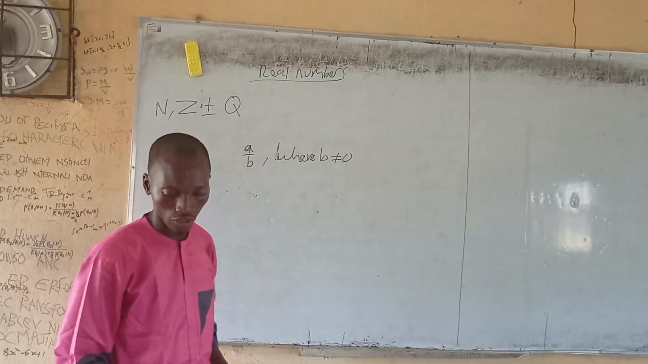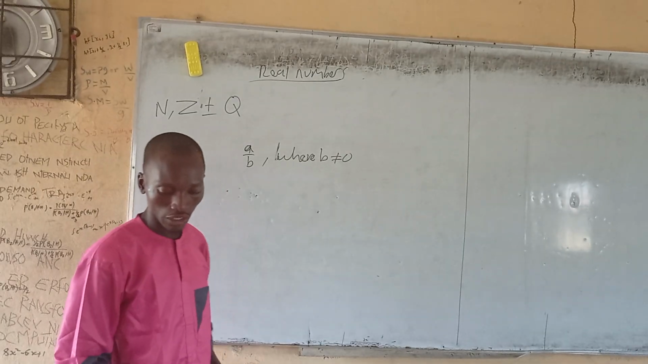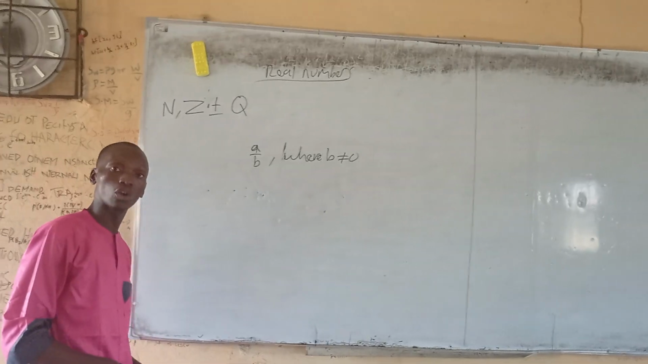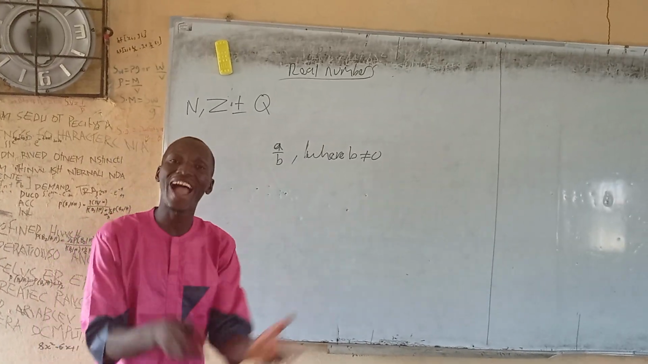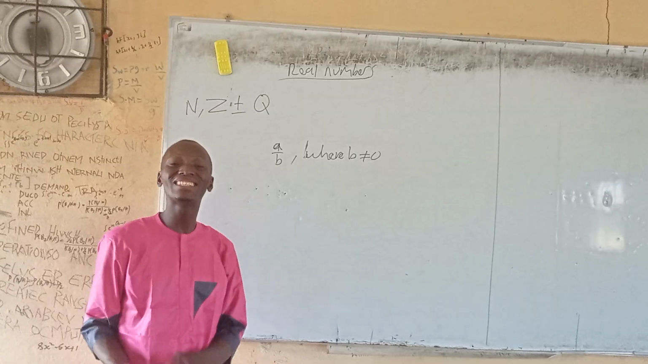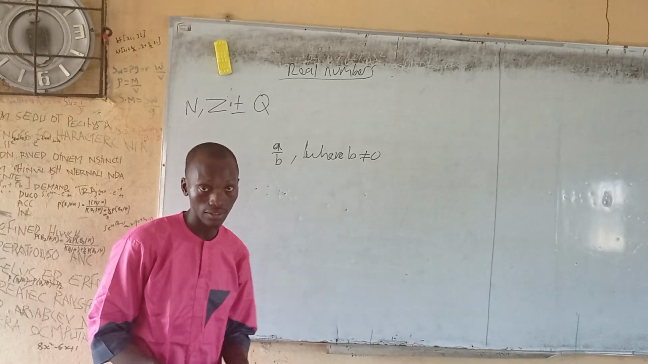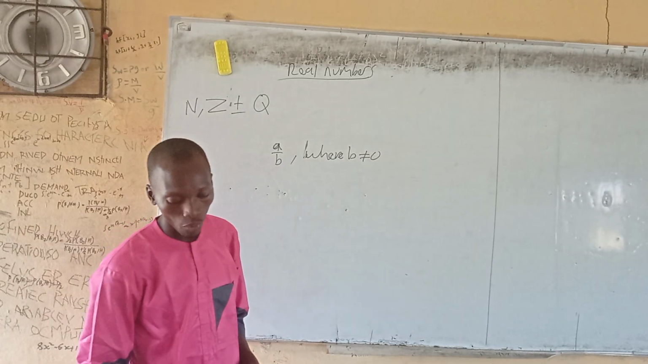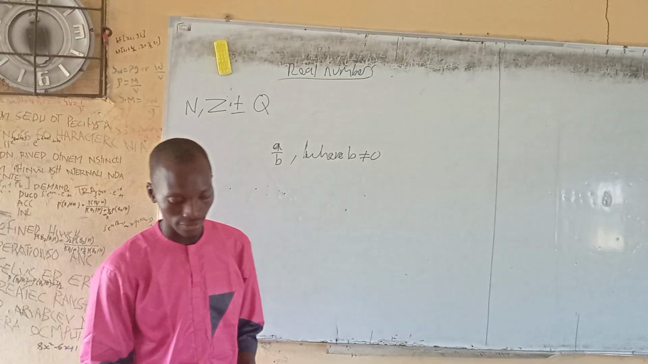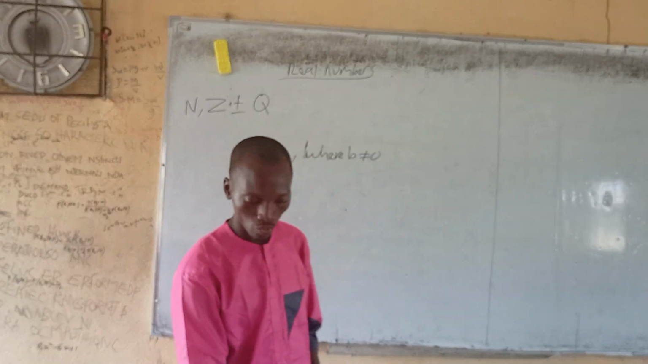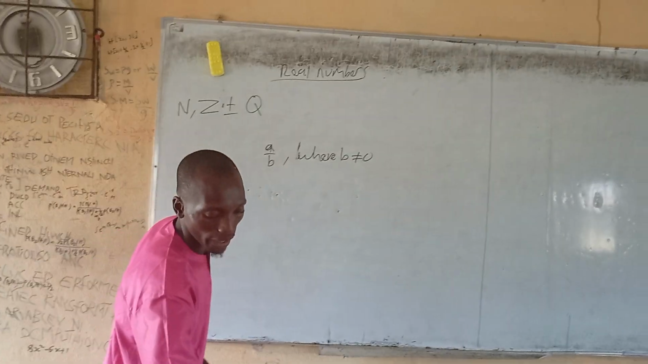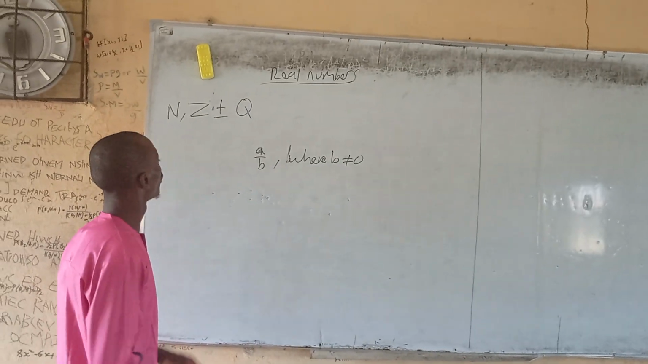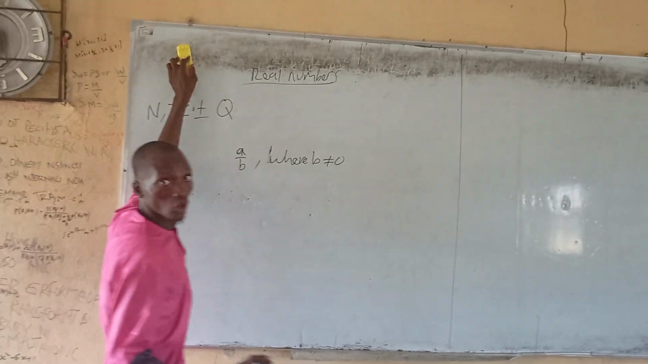Then what about irrational numbers? Irrational numbers are numbers represented in square roots, logs, pi. All these are irrational numbers. Then from there, I'm going to move to some examples of rational numbers. We have some examples given to us here that we will solve.